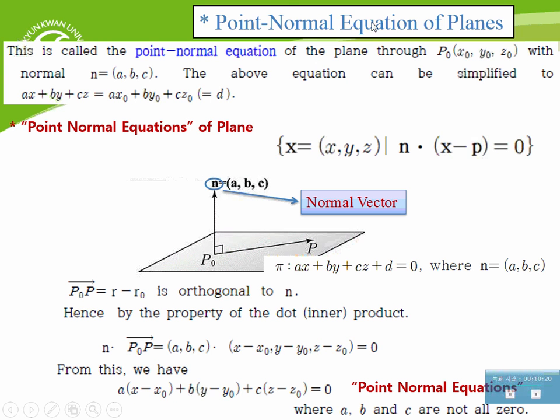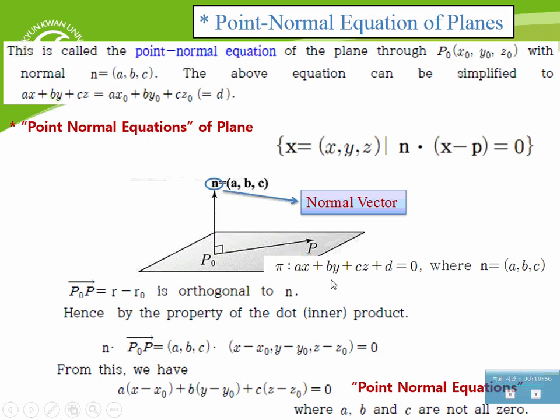Next, the point normal equation of a plane. This may be a new concept for you, and this is very important. But some of you already learned it in the calculus class, but I will explain once more here. The plane can be written as this equation, ax plus by plus cz plus d equal to 0. A line can be represented as ax plus by plus c equal to 0, isn't it? A plane has one more variable like this.